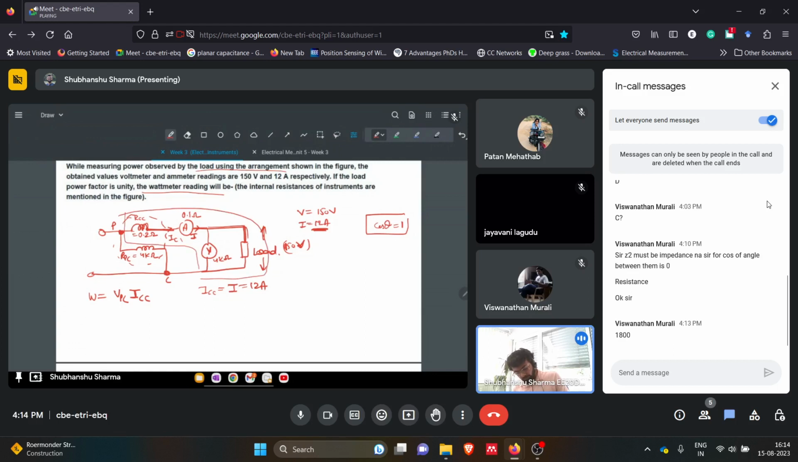So now how simply can we get VPC? We know the current from this branch, that is ICC or I, which is 12. So 12 into 0.2 is the resistance drop, plus 0.1 is the ammeter resistance. So we are going like this, and plus the next voltage drop, which is 150. This we already know. Okay, simple KVL we have done.